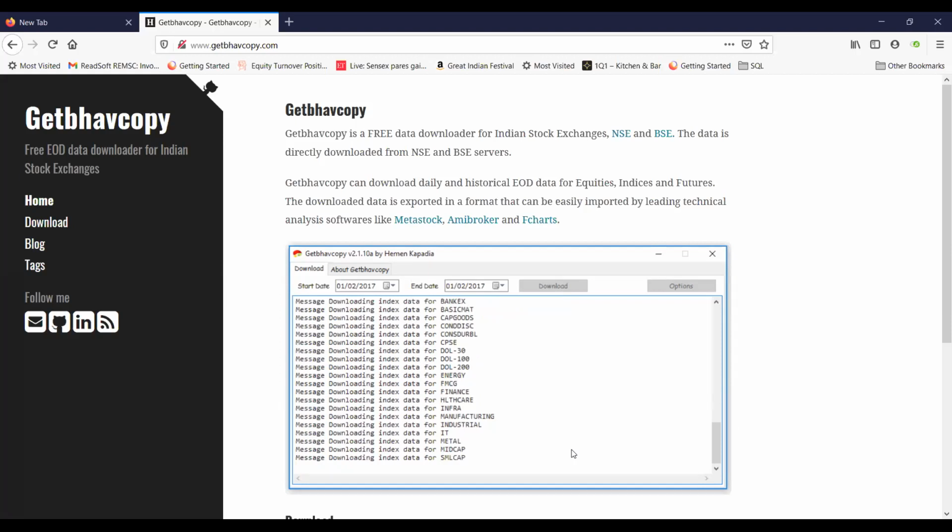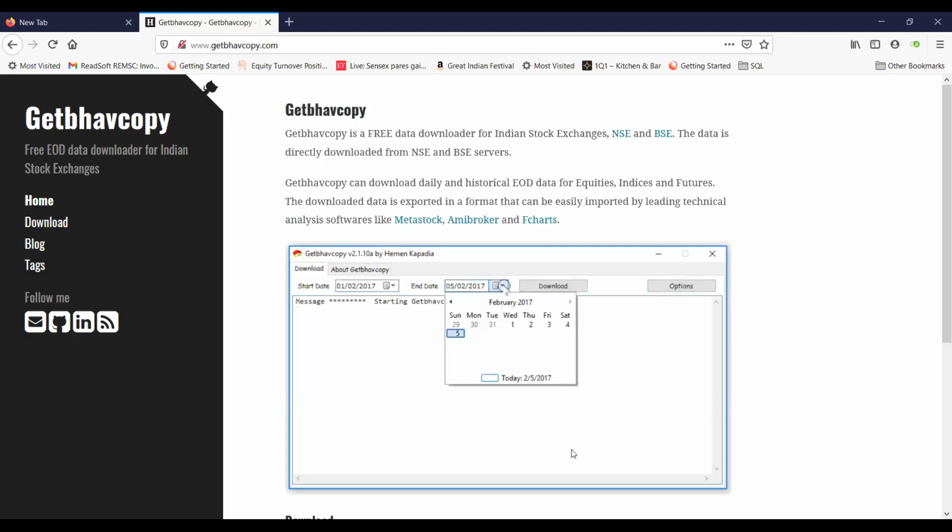For example, if you want to download the bulk deals, or changes that keep coming in NSE, like change in circuit limits, change in margins, all those things, if you want to download, you can download them automatically.